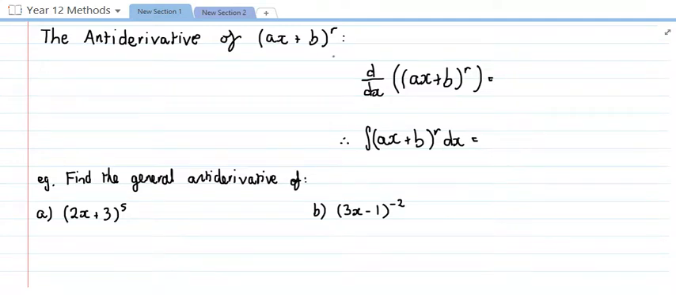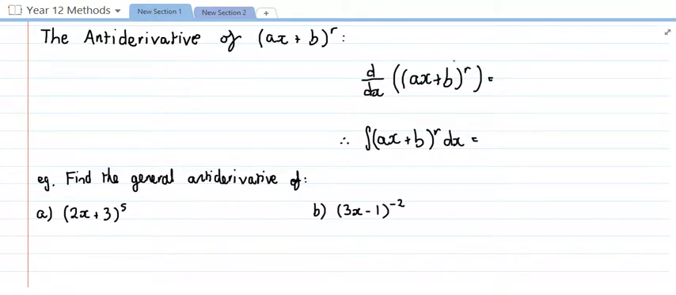Hi everyone, welcome to the video on the antiderivative of ax plus b all to the power of r. I'm going to be having a look at two different situations here and how we can differentiate these when r is not equal to -1 and when r is equal to -1 as well, because they are two very different situations. The way I'm going to do this is, first I'm going to show us what would happen if we were to do the derivative of this thing, so that when we anti-differentiate we can do the opposite.